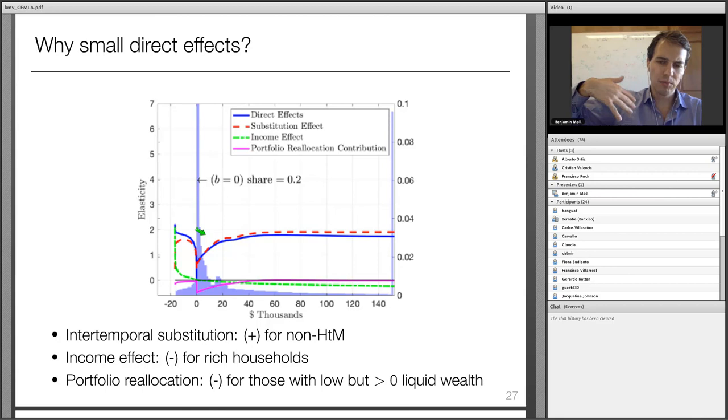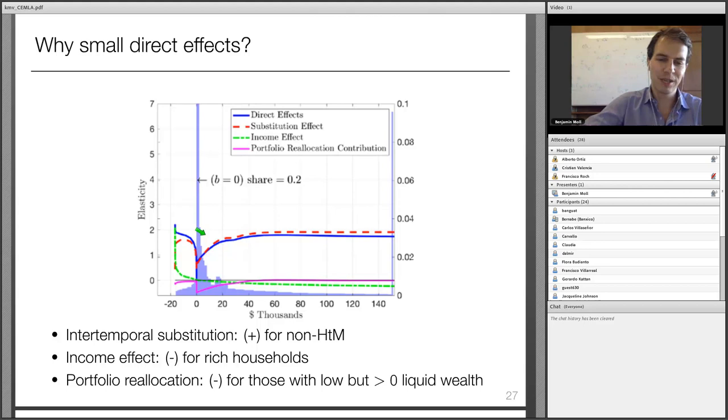In a one asset model, you basically just have one margin. Either you save or you consume. So if you save less, you necessarily consume more. Here you have these two margins. So if you save less in the liquid asset, it doesn't necessarily mean that you consume more. It can also just mean that you put some of your money in the illiquid assets. And that's exactly what happened.